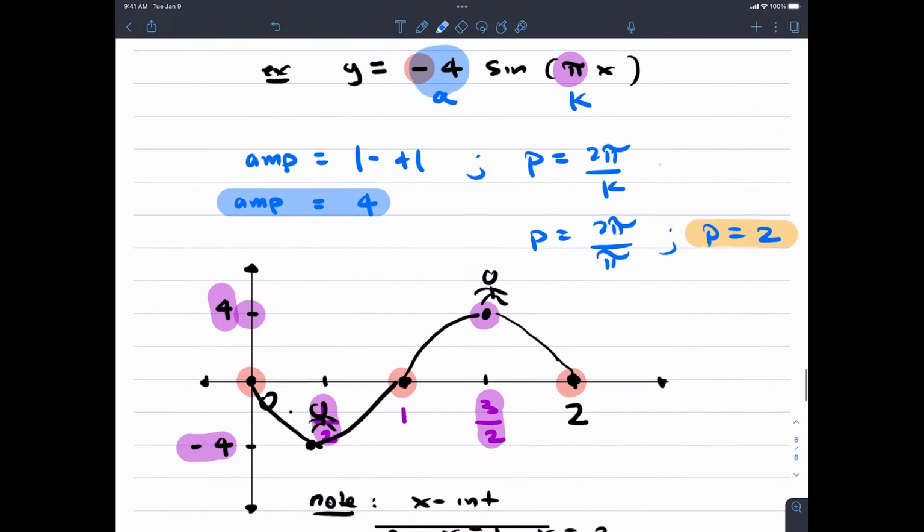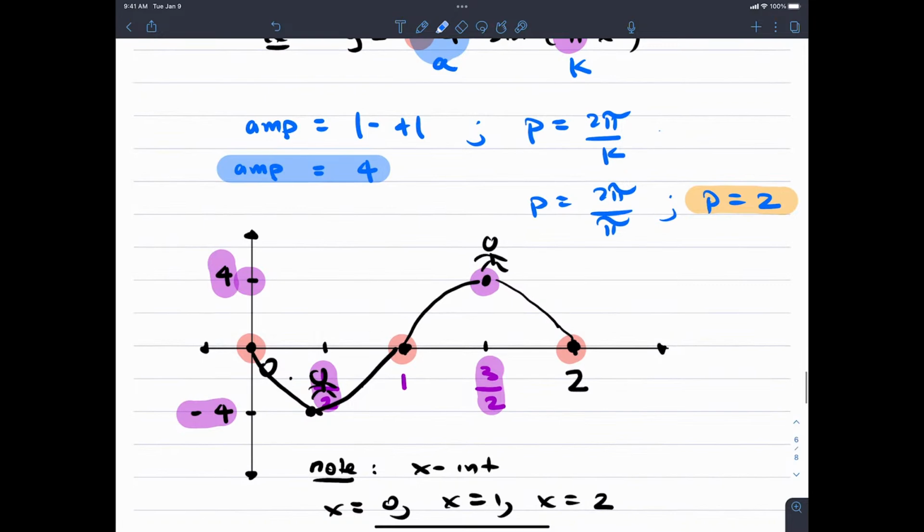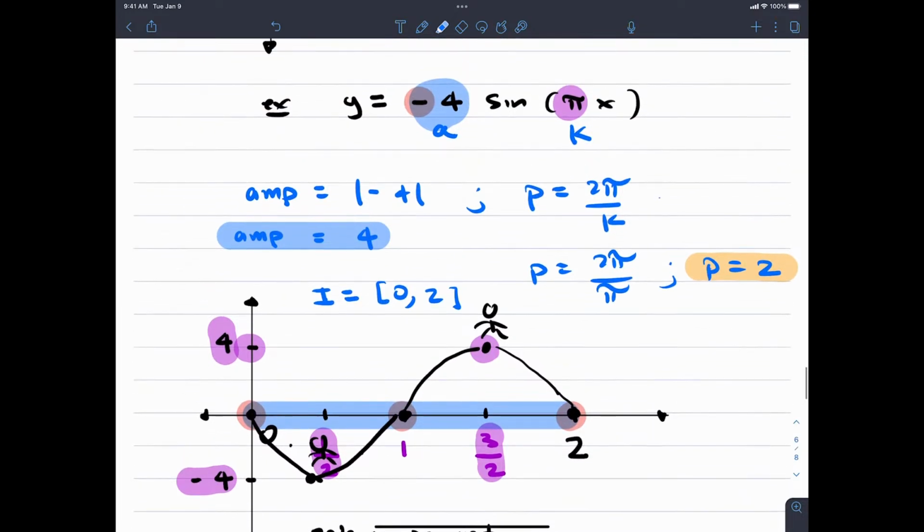And even with this minus 4 sine pi x we did yesterday, you say, what's my interval of one cycle? Well, you start again where? At 0, and where do you end? What's the period for this one? It's in our notes. You end at 2. So your interval of one cycle, this is what they're referring to right in here. Okay, from 0 to 2 for that example.